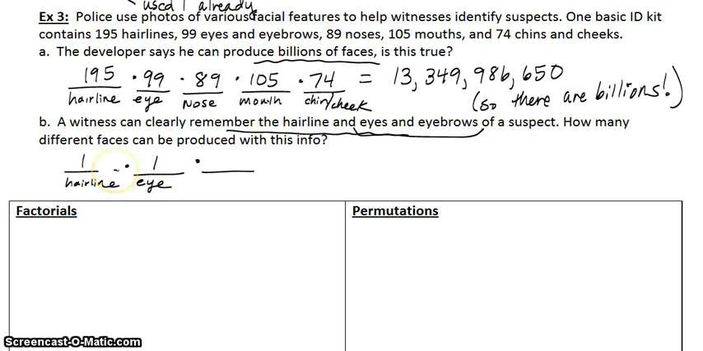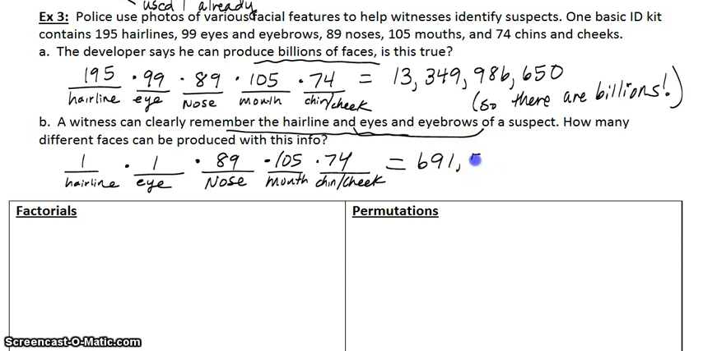So it's just one. And really, you wouldn't even need to write those down. But I am, so you can kind of see what's going on here. Then the witness doesn't know this other stuff. So there's 89 noses, 105 mouths, 74 like before. Those are the categories they don't know, so we still have to pick from all of those. Multiply those together, and there's 691,530 faces.